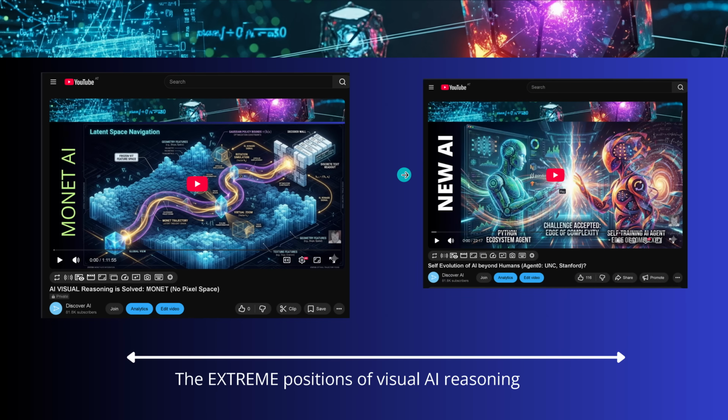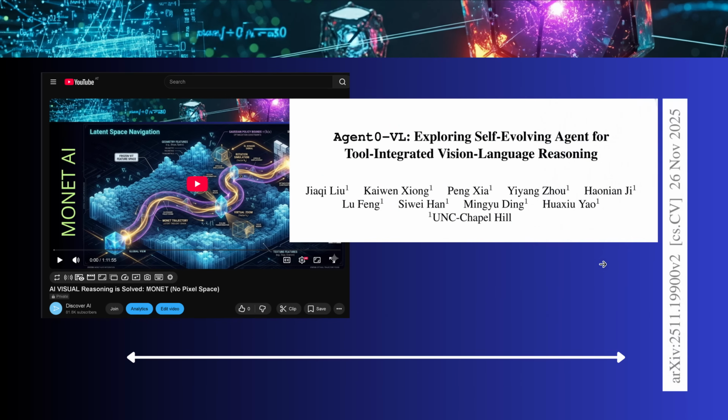And you remember I did a video just some days ago about Agent0, University of North Carolina and Stanford University. And they were talking about a self-evolution of AI beyond humans. And they used massively tools, Python environments and everything. Of course, this was not a vision language model, but I said something like this. And guess what? When I checked the authors, they published a paper just 3 days ago, and now we have an Agent0 vision language model for an integrated vision language reasoning that is absolutely tool integrated.